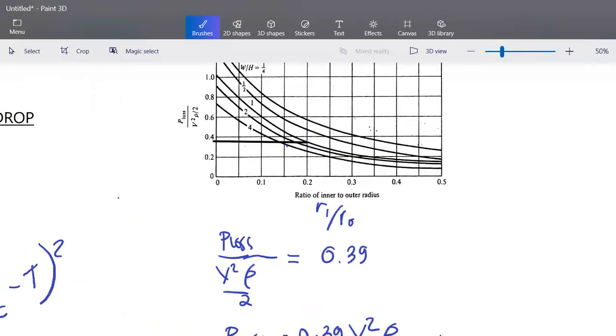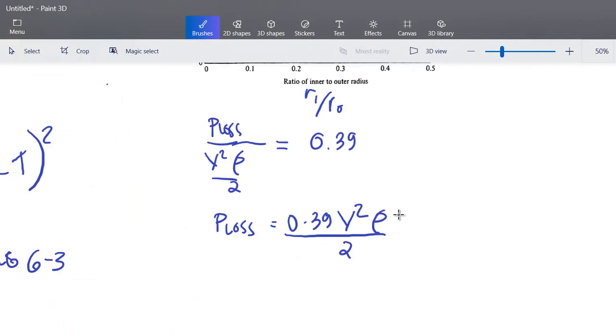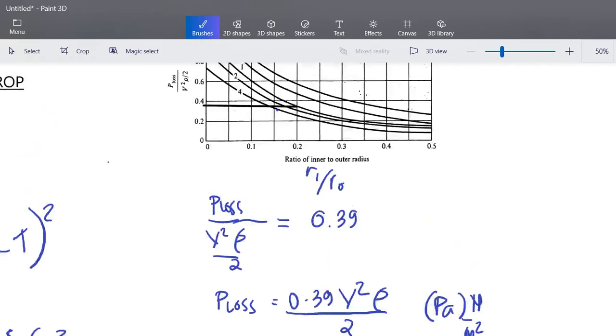So take note, the unit of this one is also in terms of Pascal. Okay, so the unit here is Pascal, or let's say Newton per square meter. So this is velocity, meter squared per second squared. Okay, I already explained that one before.